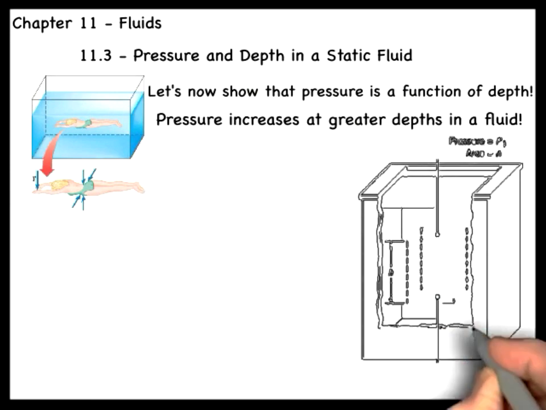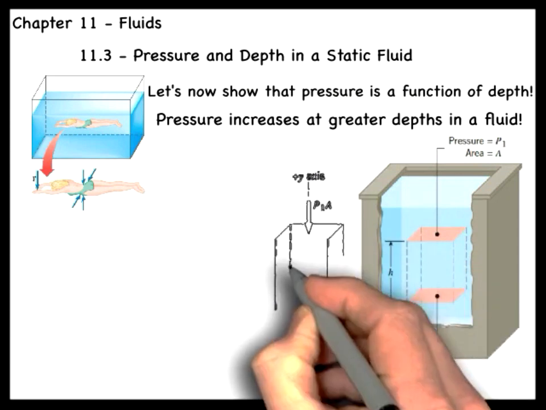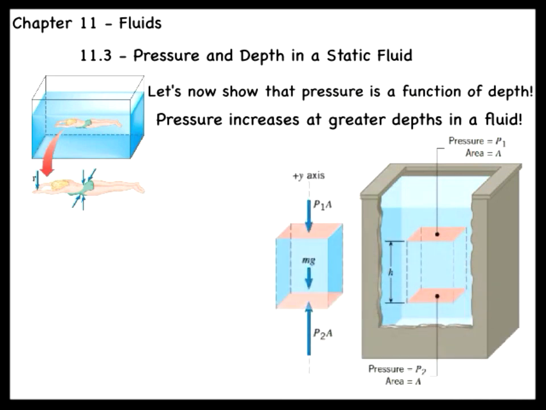The figure shows a container of fluid where we have focused on an arbitrary rectangular column of fluid within the container. The column has a cross-sectional area A and a height h. Let's draw the free body diagram for the vertical forces that act on the column. There are three forces. One of the forces is the weight of the column, which acts at its center of mass, and the other two forces are due to the pressure in the fluid.